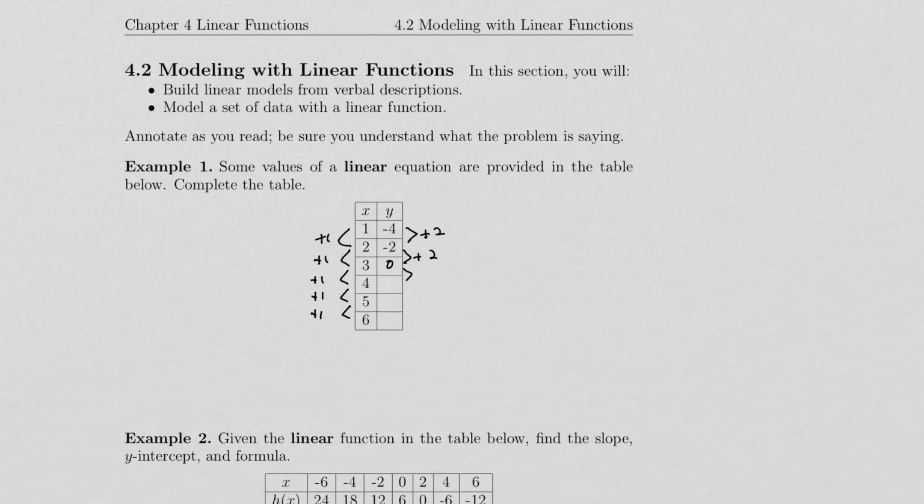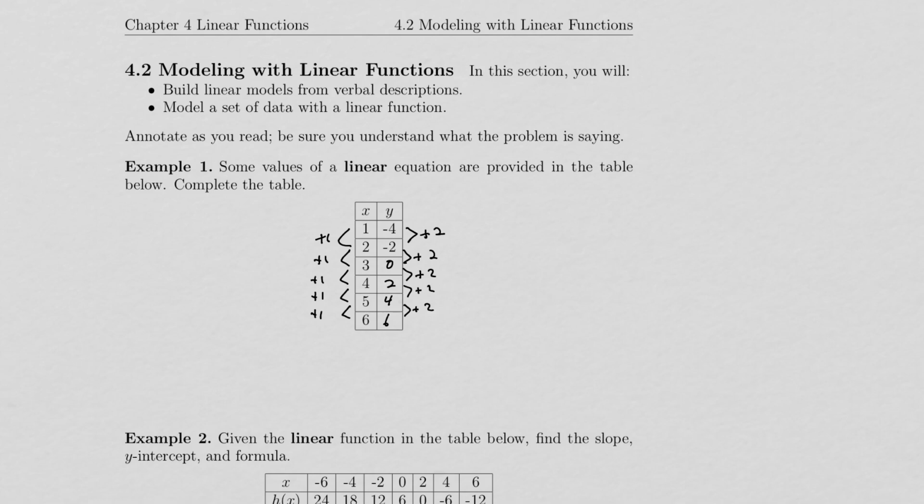Then 0 plus 2 will give me 2. Then 2 plus 2 gives me 4. And then 4 plus 2 gives me 6. So these are all increasing by +2. Another way of looking at this is I can calculate the slope just by using the first 2 points.